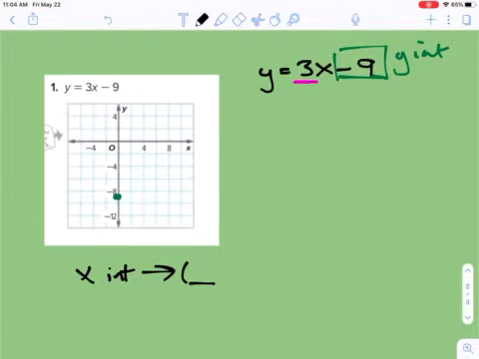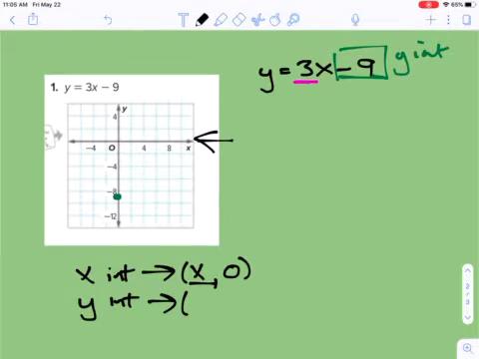you're going to have some number here, and we'll just call it x, where it crosses the x-axis, but your y-coordinate is always 0, because your x-intercept is where it crosses this axis. If you're on that axis, your y-coordinate is 0. Similarly, with your y-intercept, your x-coordinate is 0, and then you'll have whatever your y value is.